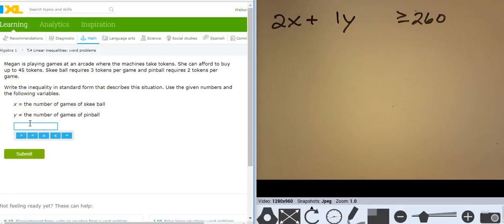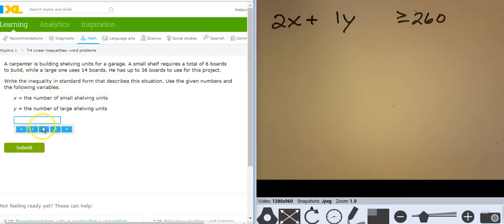Let's see, 45 tokens, skee ball is 3 per game, plus pinball is 2 per game. And she can afford to buy up to 45 tokens. So up to means I'm thinking she can buy 45. I think that's right with the inequality. Good. Another one, small recording, 6 boards to build. So 6 for the small, large is 14. He has up to 36 boards, so he has to stay under or equal to 36.